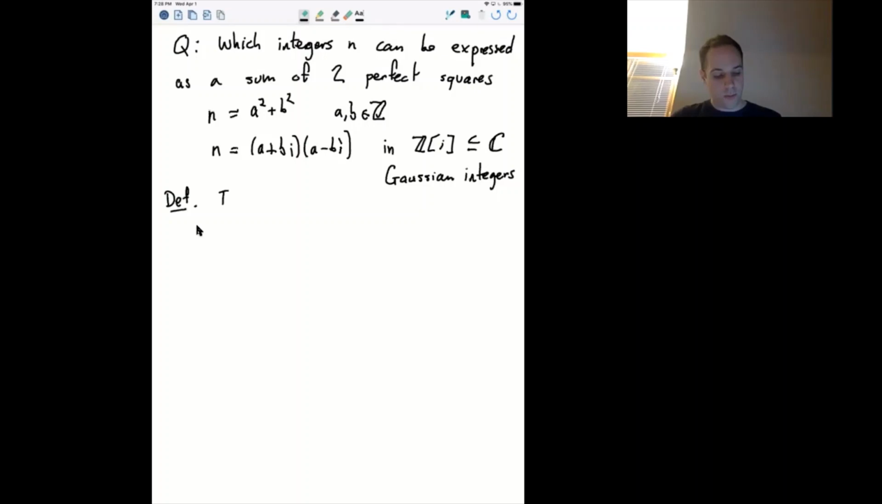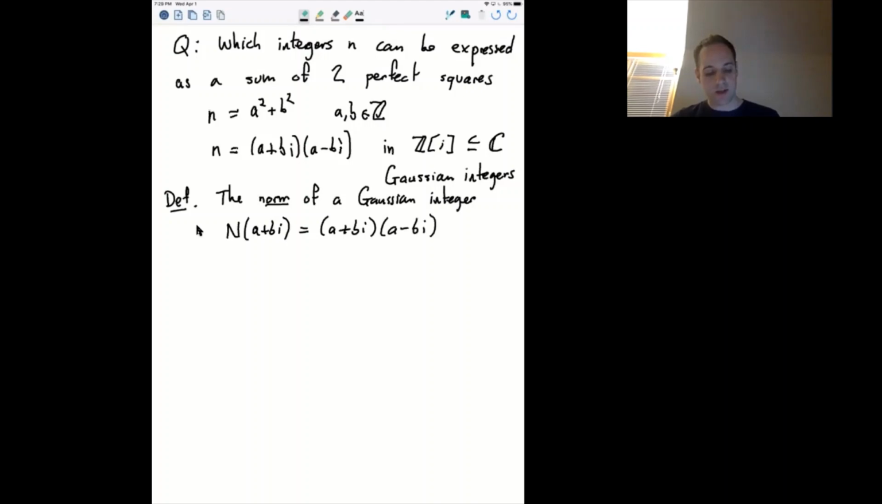Okay, so just to make it a definition, the norm of a Gaussian integer is the integer that you get when you multiply it by its conjugate. So the norm of a plus bi is just the thing that we were looking at already: a plus bi times a minus bi, which is a squared plus b squared, which is an integer. Another way to write that is, if your complex number is z, it's just z times its complex conjugate, right?